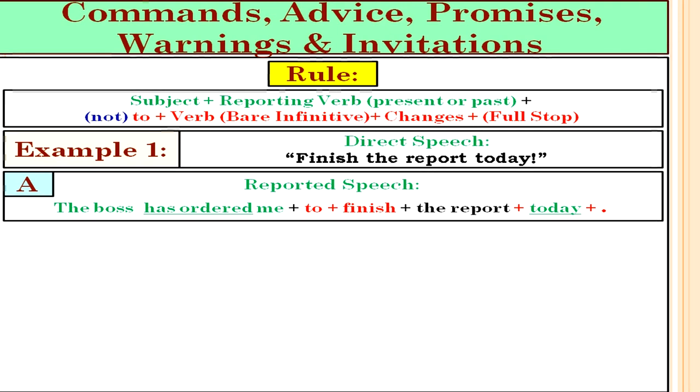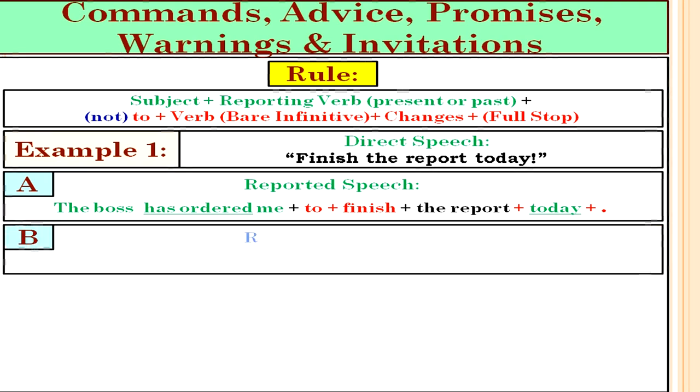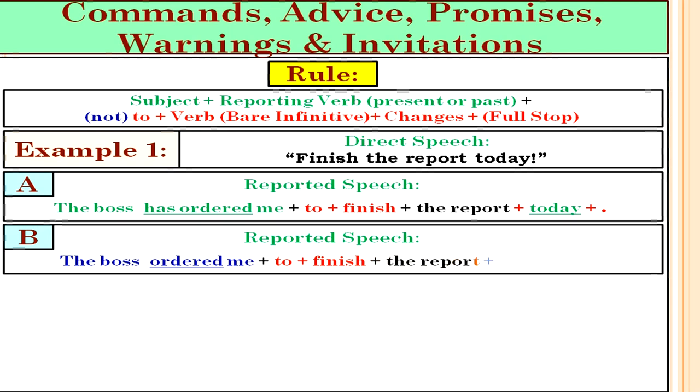today. Today, it's an adverb. We don't change it. Why? Because the reporting verb is in the present tense. And finally, we change the exclamation mark by a full stop. In the second case, we have the reporting verb in the past tense. The boss ordered me plus to plus the verb in bare infinitive again, to finish plus the report, and we change the adverb today, it becomes that day. Why? Because the reporting verb is in the past tense.